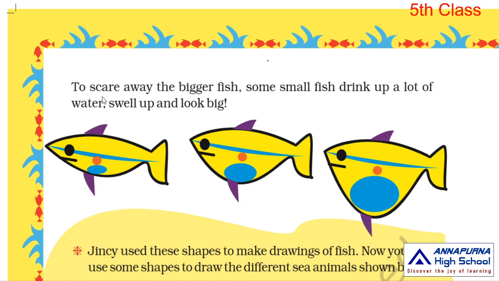To scare away the bigger fish, some small fish drink up a lot of water. Why? Because they swell up and look big. To survive from big fish, the small fish can do like this. They drink up some water and they look like big fish.